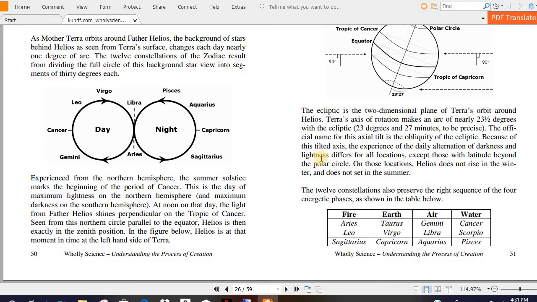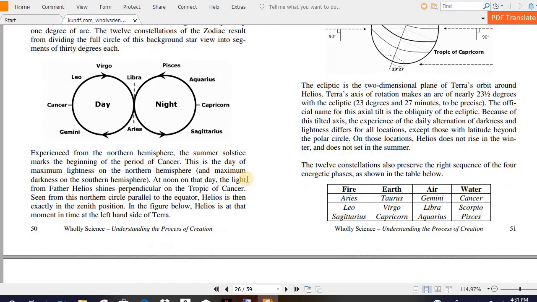Because of this tilted axis, the experience of the daily alteration of darkness and lightness differs for all locations, except those with latitude beyond the polar circle. On those locations, Helios does not rise in the winter and does not set in the summer.